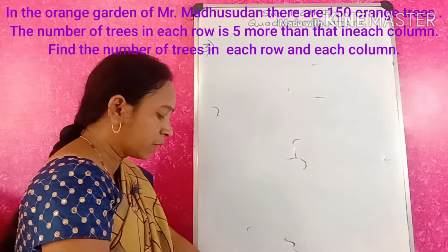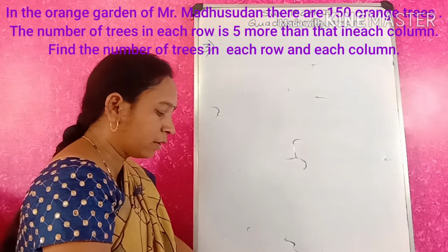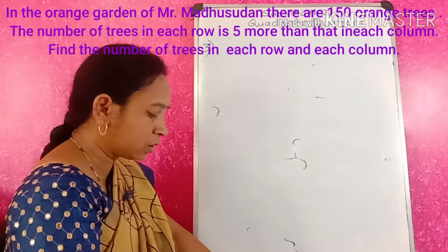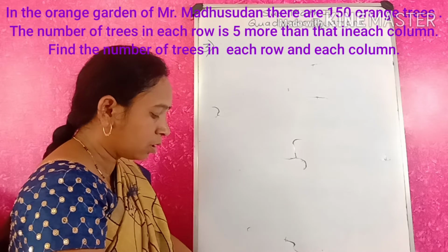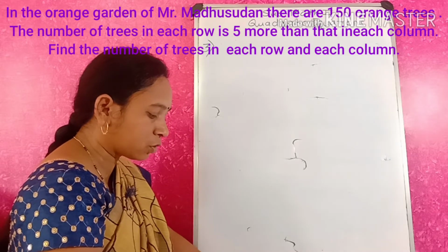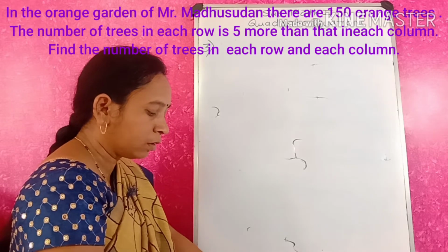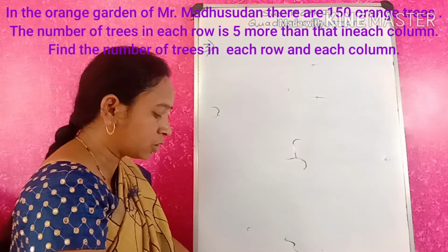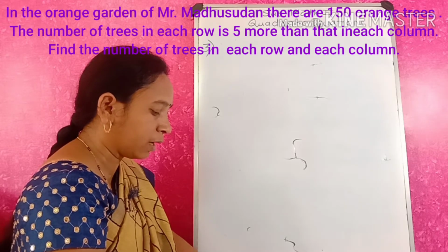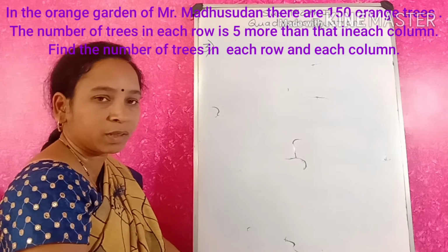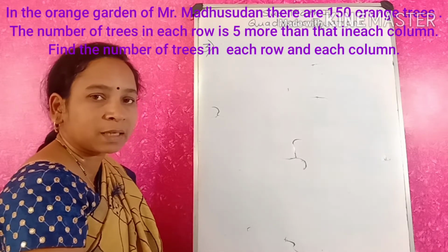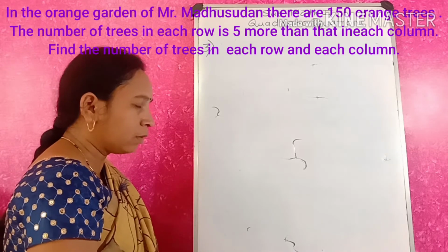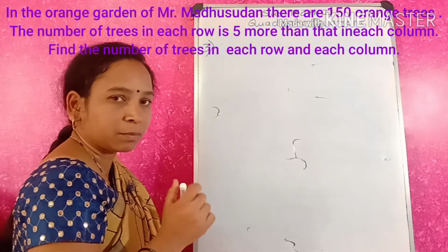Third example, in the orange garden of Mr. Madhusudan, there are 150 orange trees and they have given the condition the number of trees in each row is 5 more than that in each column. Find the number of trees in each row and each column with the help of the following flowchart, and they have given the activity. You can solve this example as per the activity. I will show you the solution. Here, before that, I'll explain you some concept.